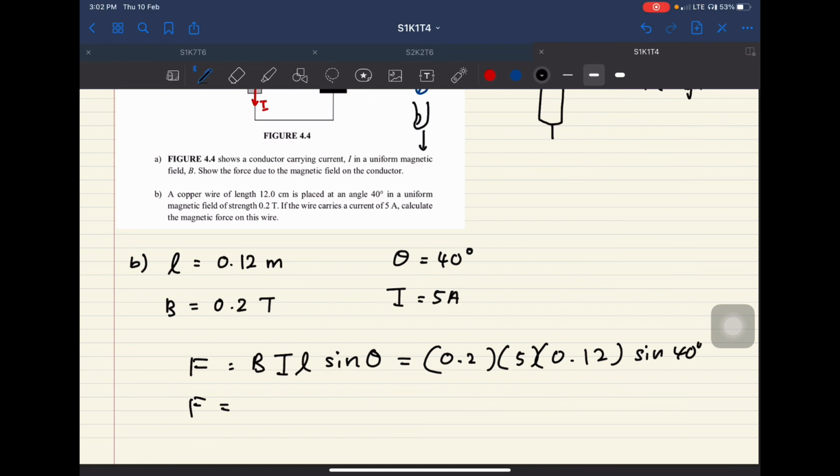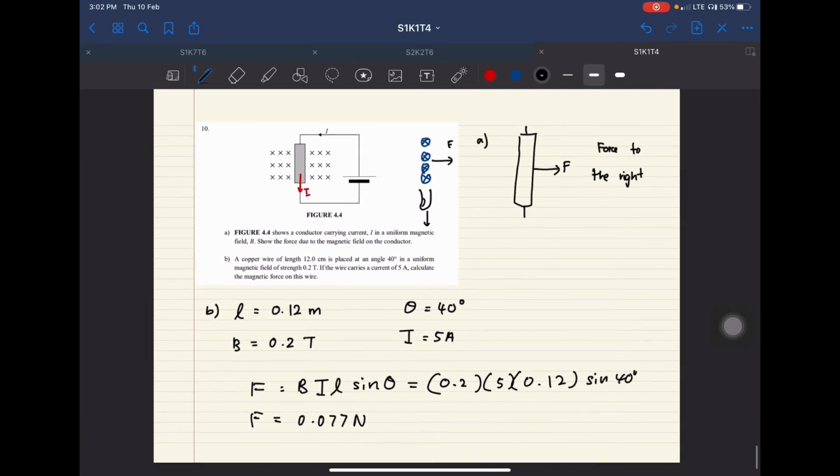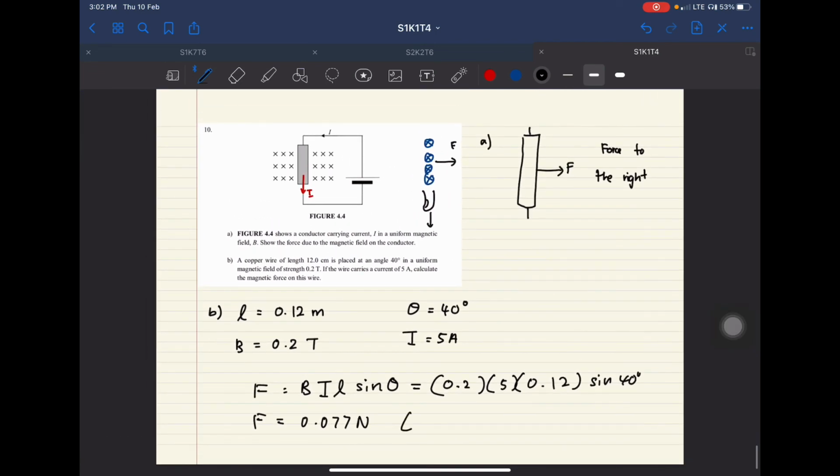0.2 times 5 times 0.12 times sine 40. So I got here 0.077 Newton, and the direction is to the right. Okay, that's it. Thank you.